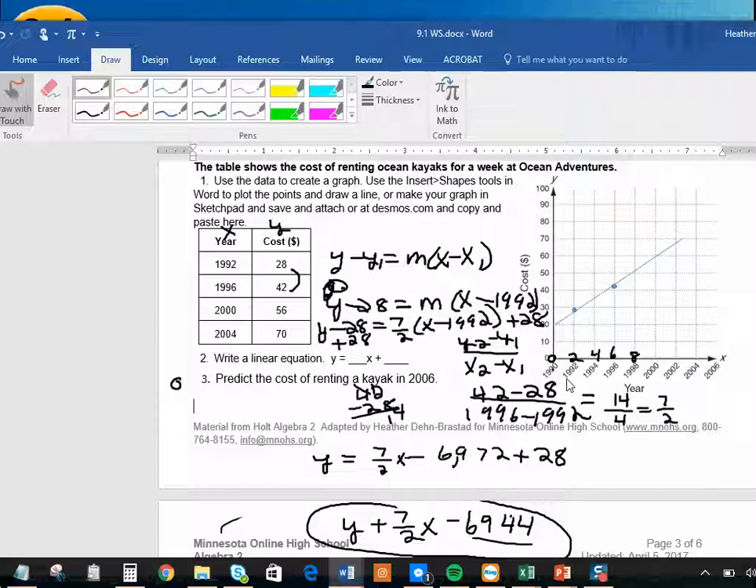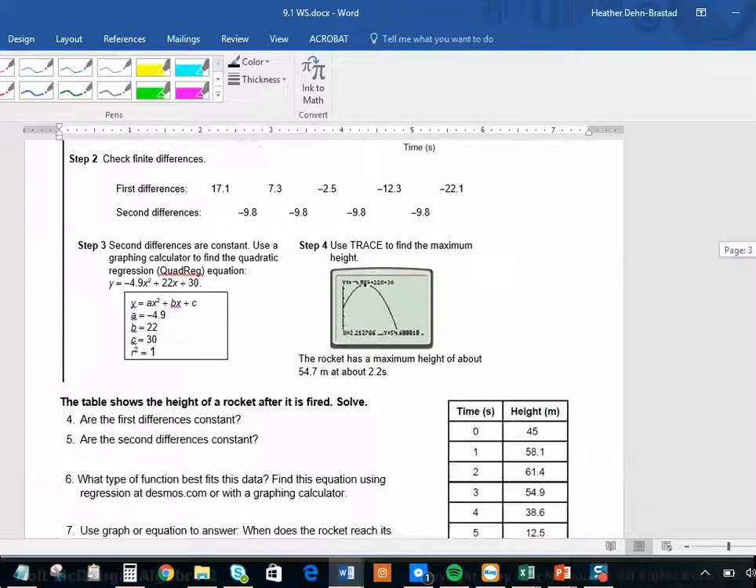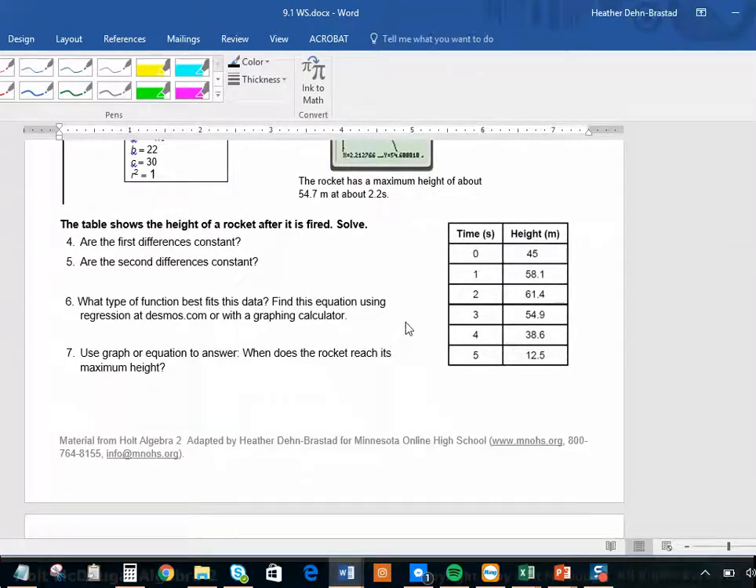All right, so scrolling on down here. If we have one that does not seem to be linear, like this, to determine that, we look at our first differences. So we subtract these and we see if they're constant. If they're constant, it's linear. If they're not constant, then check the second differences. So you take the differences of those and subtract those. If they're constant, then it's probably quadratic.